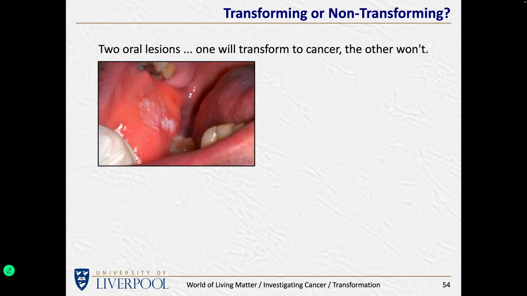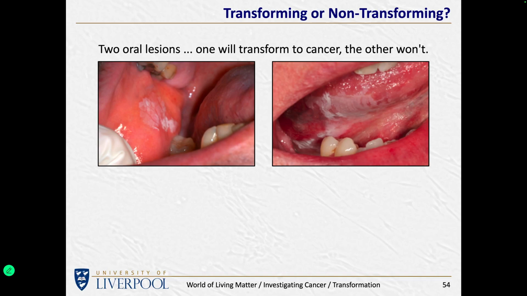So here, for instance, I've got a picture of two lesions. On the left-hand side, there's a little white patch on the gum of the cheek, the inside cheek of this particular patient. And here's another white patch on the underside of the tongue of a patient. Now, in this particular case, one of these lesions is going to transform into cancer and the other isn't. How do we know? Because these are historical samples and we've been able to follow the history of the patients. These were images taken a few years ago.